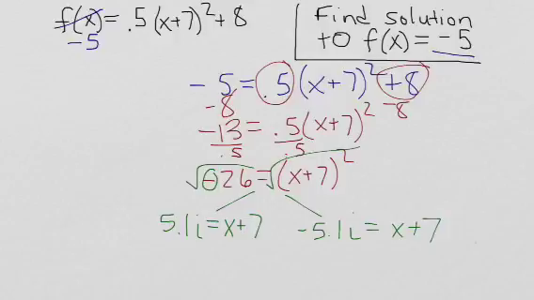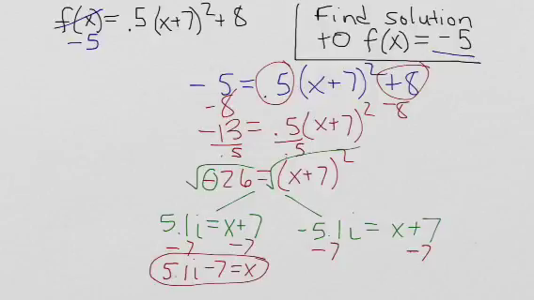We're now going to subtract 7 on both sides. Now, because this is an imaginary number, we can't do this subtraction, so we're actually going to end up with 5.1i minus 7 equals x. So there's one solution. And we get negative 5.1i minus 7 equals x. There's our other solution.